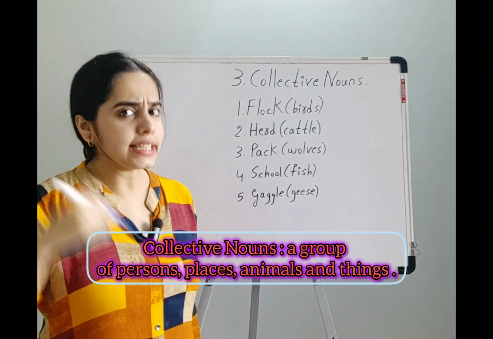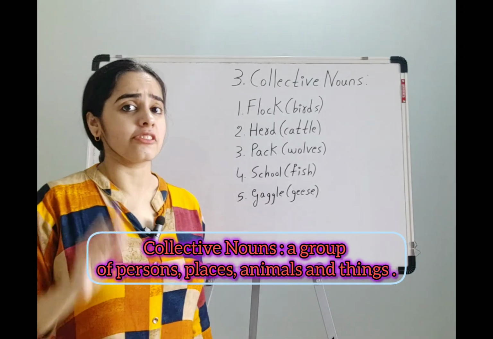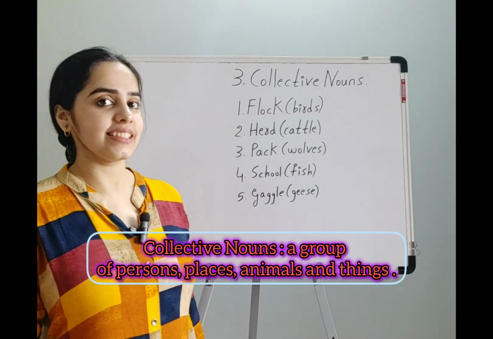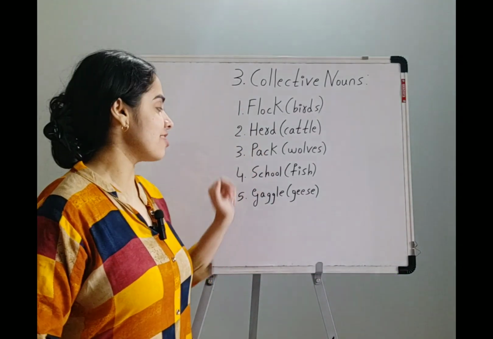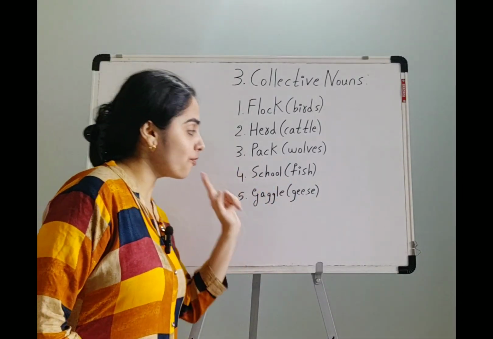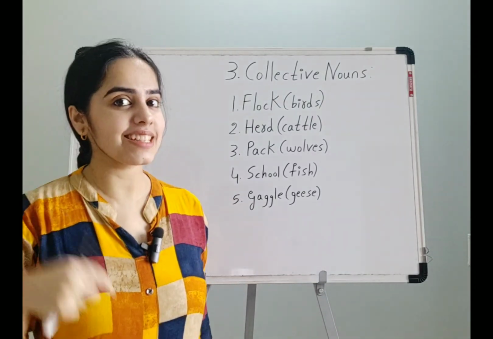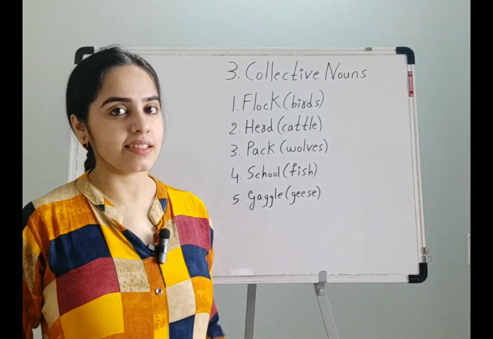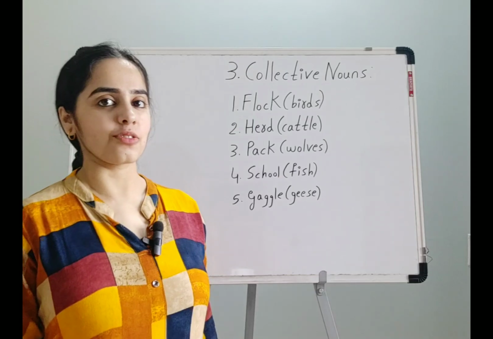Collective nouns. Collective nouns, as the name suggests, when we are talking about a collection like a group of persons, places, animals and things. Examples include flock of birds, herd of cattle, pack of wolves, school of fish, gaggle of geese. My dear students, can you give me more examples of collective nouns? Think. Yes, family, team, class, committee, crowd.